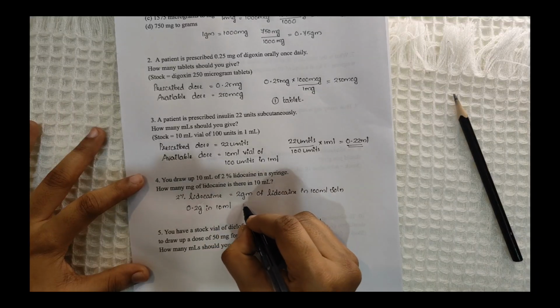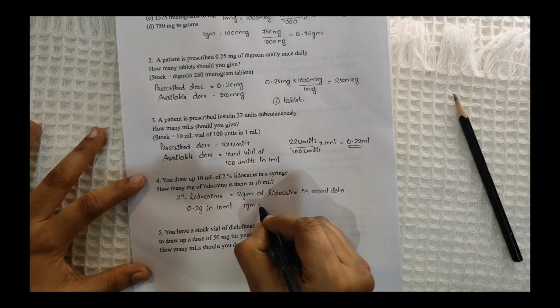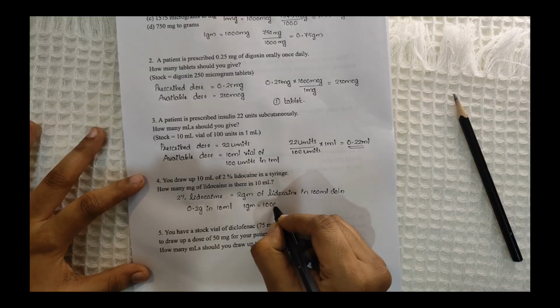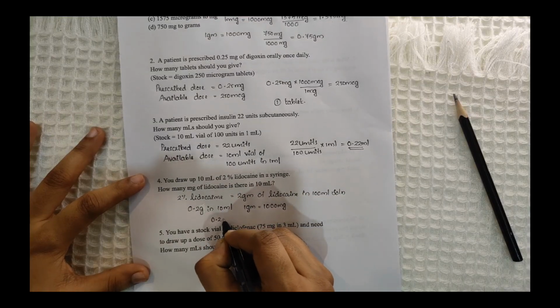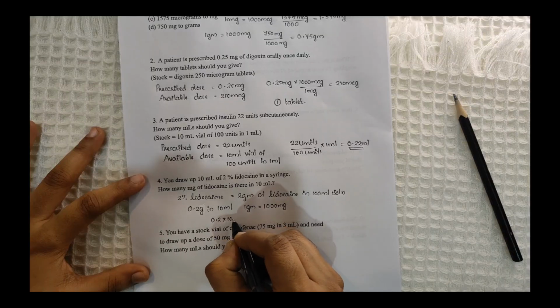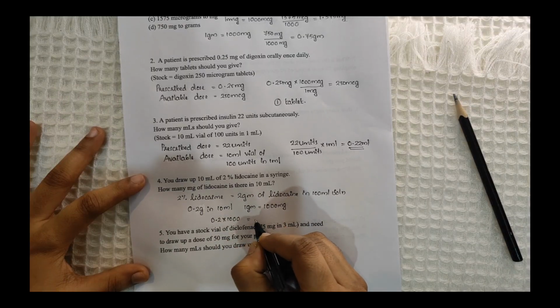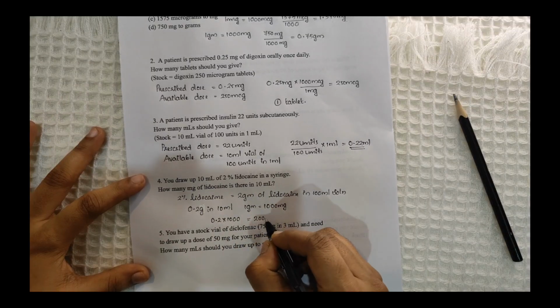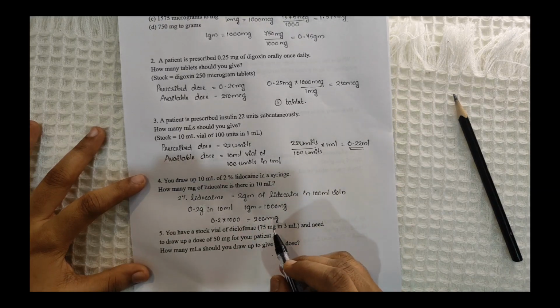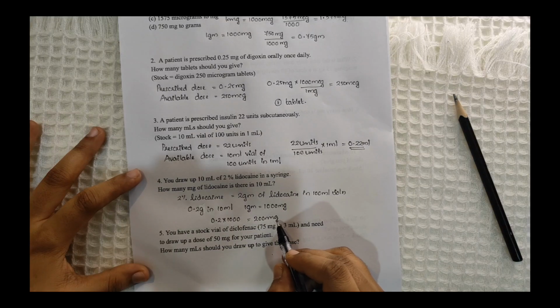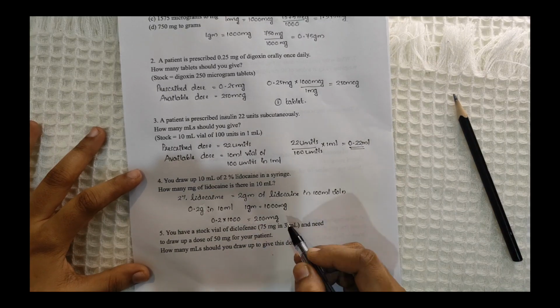So we know 1 gram is equal to 1000 milligram. So 0.2 into 1000 is equal to 200 milligram. So in 10 ml there will be 200 mg of lidocaine.